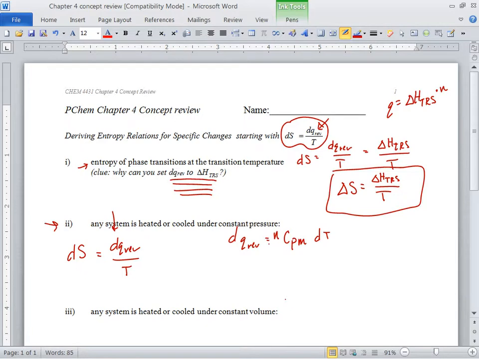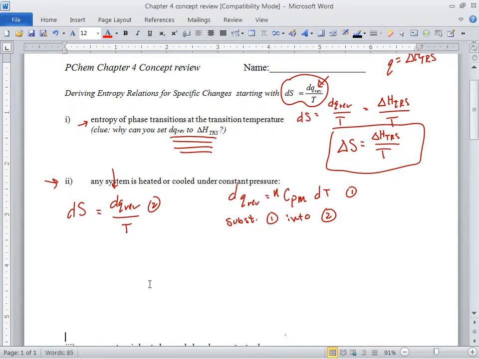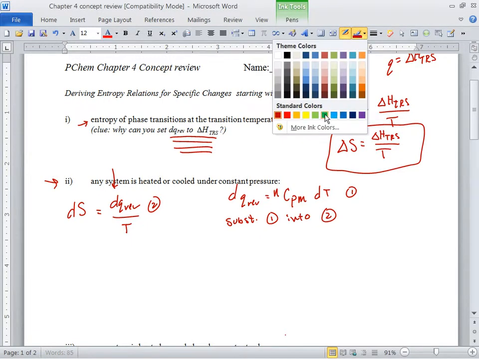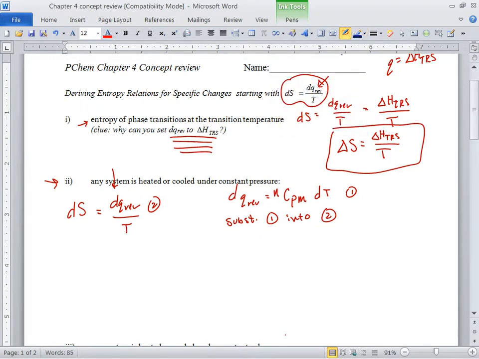Okay, there it is. So let's substitute 1 into 2. My numbers are kind of odd, but that's all right. So let's just substitute one into the other one. So I'd have dS is n Cpm dT, all over T.